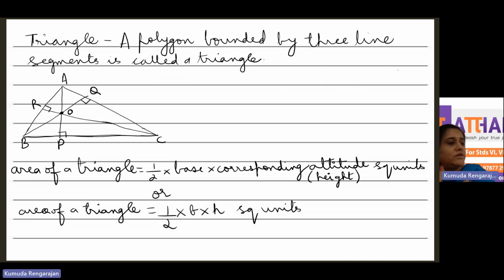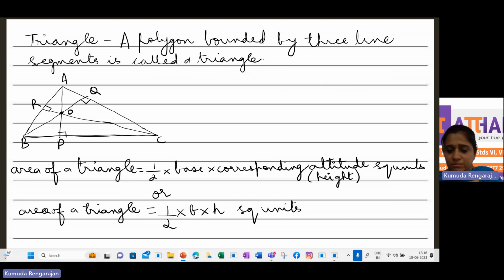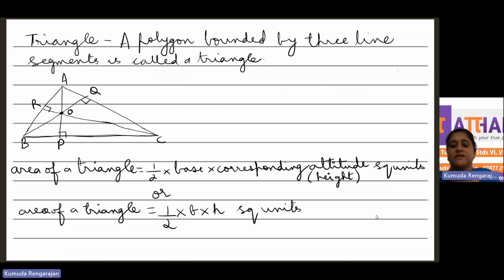So what's the formula to find the area of a triangle? Parallelogram is base into corresponding altitude. This one is half into base into corresponding altitude. Area of a parallelogram is base into corresponding altitude, square units. For a triangle, area of a triangle is equal to half into base into corresponding altitude.